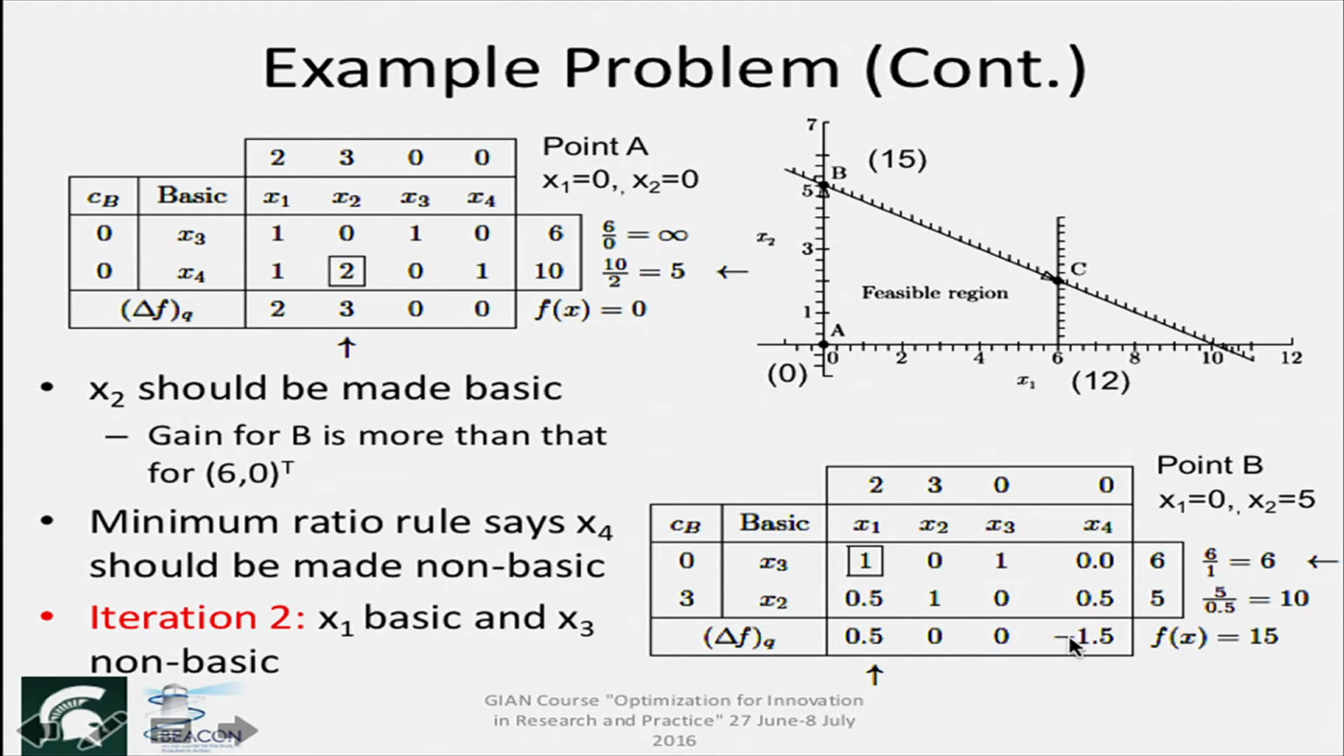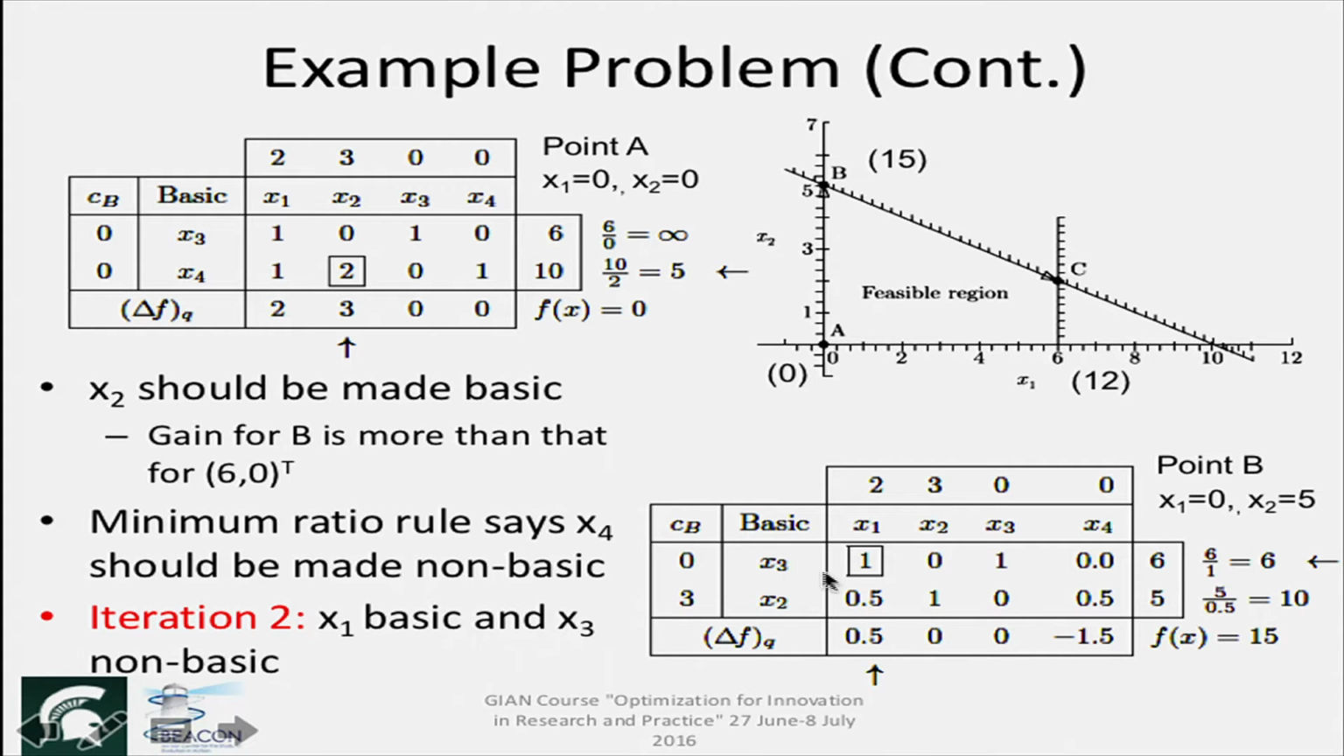And after all that, we still see that one of them is still positive, right? So we have to take that. So we take this row. So x1 has to come here now. And now we go and see which of the two has to be sacrificed. So I compute 6 by 1, 6. And 5 by 0.5, 10. So out of 6 and 10, 6 is the smallest. So x1 will replace x3.